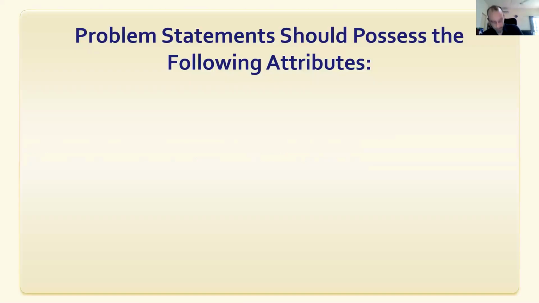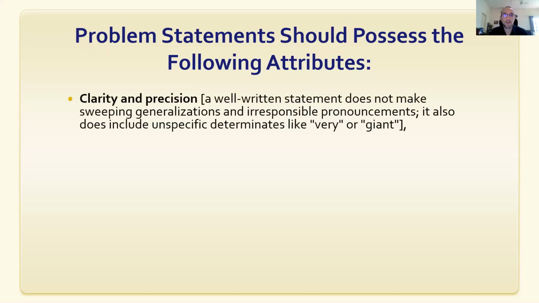Now, problem statements, I only have 10 minutes. Problem statements should possess the following attributes: clarity and precision, all right? A well-written statement does not make sweeping generalizations and irresponsible pronouncements. It also does not include unspecific determinants like very or giant. Okay, so don't use words like very and giant or big or thing. These kinds of words in your problem statement.